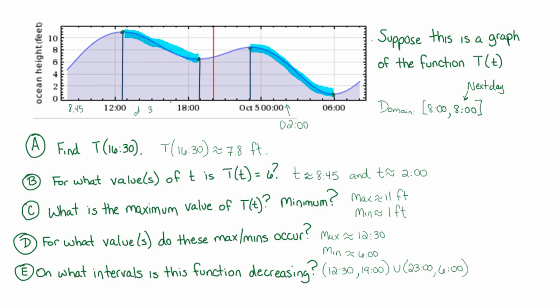And the range, on the other hand, remember the range is the set of all possible outputs for the given inputs. The range goes from the minimum to the maximum, and we actually talked about what the minimum and the maximum are. The minimum was 1 foot, the maximum was 11. So it looks to me like the range goes from 1 to 11. From low to high, it goes from 1 to 11, and it hits everything in between.